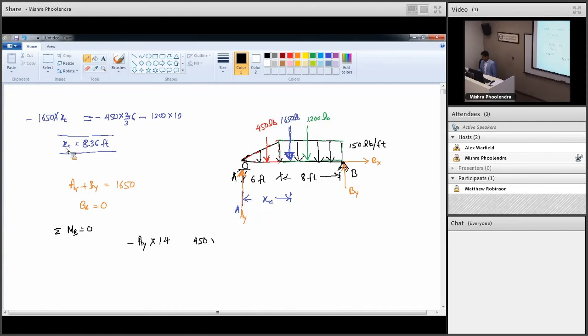And then you will do the other one, 450 times, again assuming that you did not know the information, now you know that, so you could directly use XC, but if you do not know, you will use 450 times 6 plus 2, 8 plus 2, right? 10? Is that right? Since this distance is going to be 2, 6 plus 2, and then this is going to be positive or negative? Positive, and then you have positive 1200 times that distance is 4 must be equal to 0, and that will give you AY.